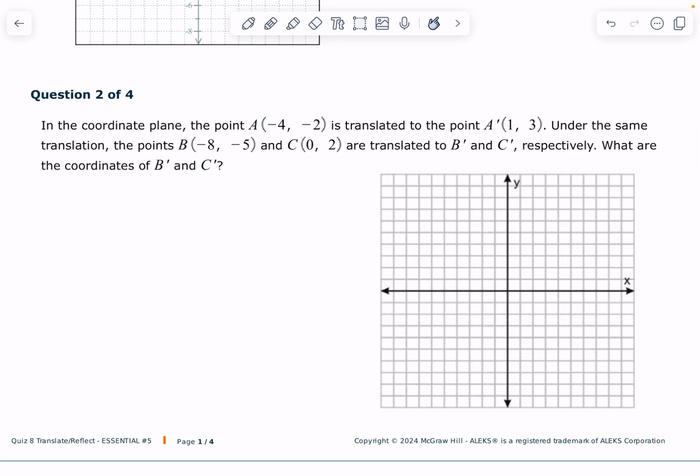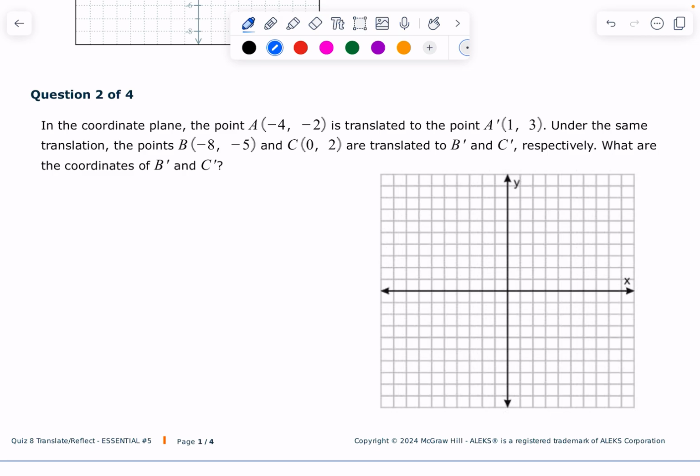Okay, the next question that you'll see on your quiz says, in the coordinate plane, the point A, (-4, -2), is translated to the point (1, 3). Under the same translation, the points B, (-8, -5), and C, (0, 2), are translated to B prime and C prime respectively. What are the coordinates of B prime and C prime? So we're going to do this 2 different ways. The first way that I want to do is just to put it on the graph.